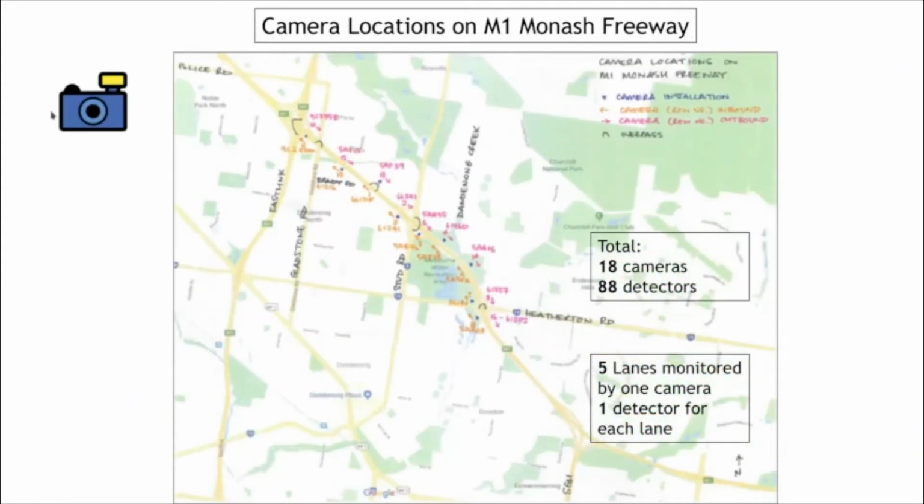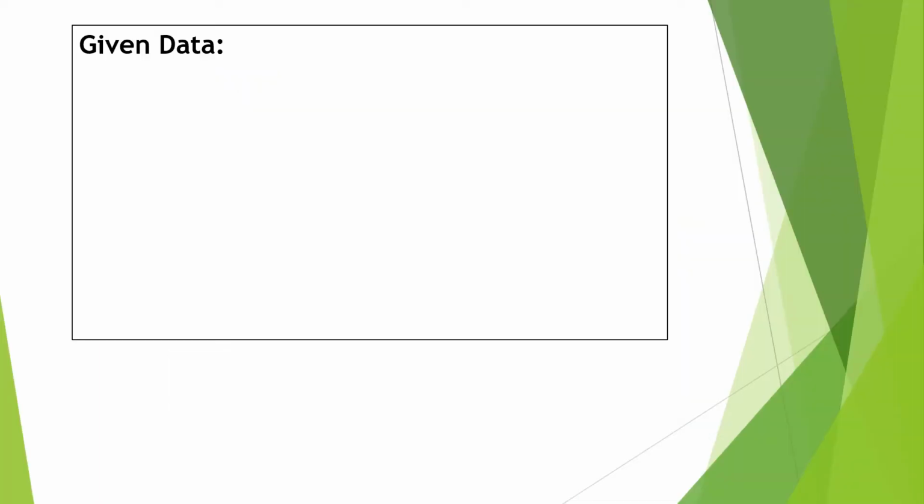The Victoria Government Organization Weak Roads provides the dataset we are using. The data is highly confidential and contains all of the detectors' information on one part of the Melbourne M1 highway close to Monash. The dataset that we have been provided by Weak Roads consists of the following data.